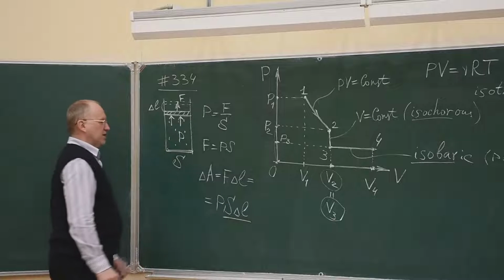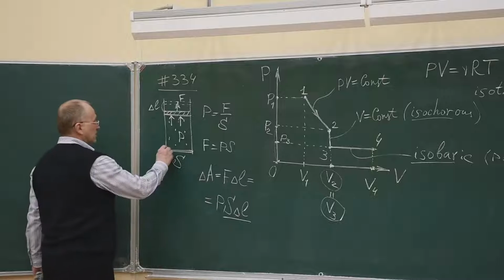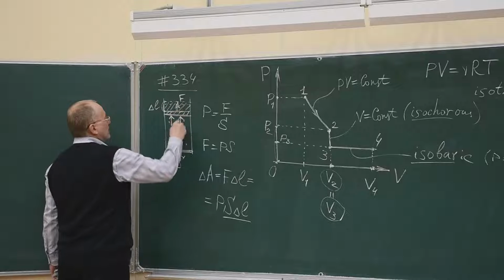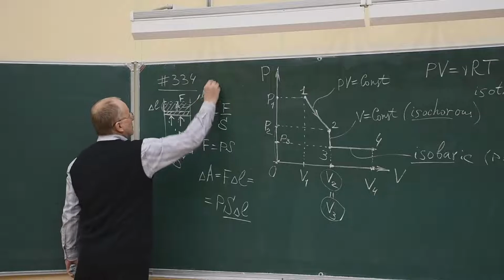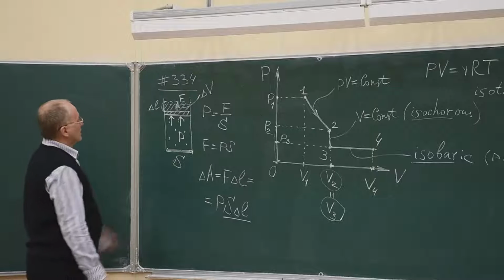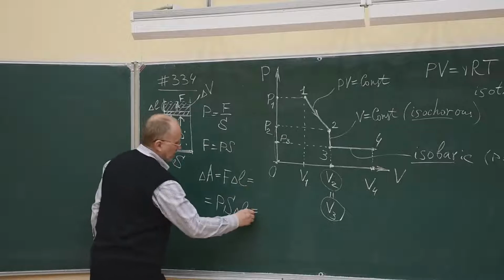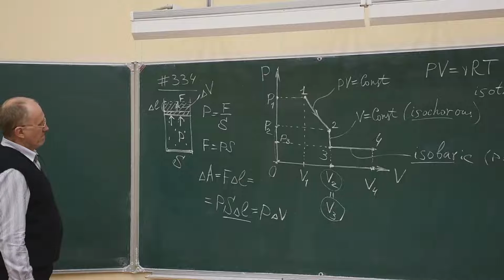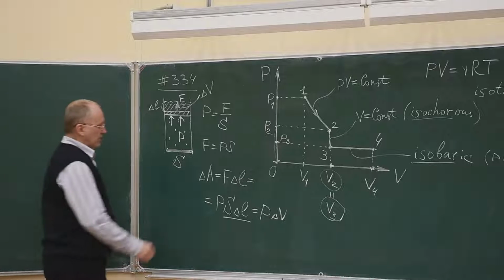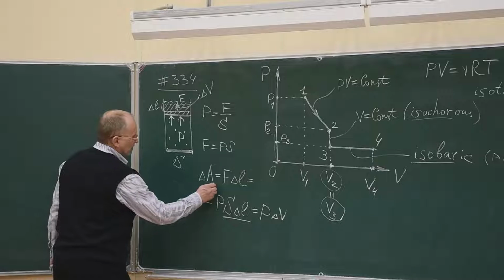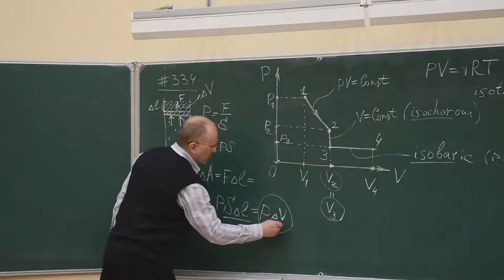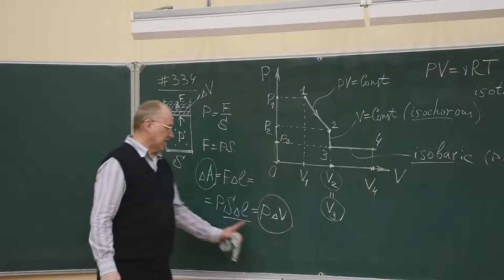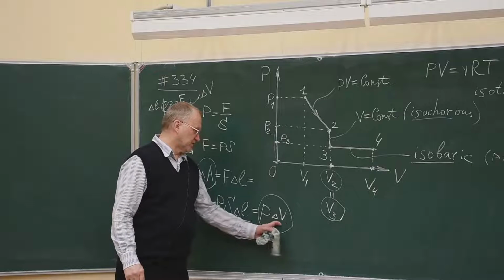And force is P, pressure, times area, times delta L. And now we note that S delta L, this area times delta L, is the volume delta V, the change in volume occupied by the gas. So this is pressure times delta V, the change in volume. So we have derived an important formula showing that if the gas is expanding and its volume is increasing, then this gas performs some work. Delta A, work, equals pressure times the change in volume.